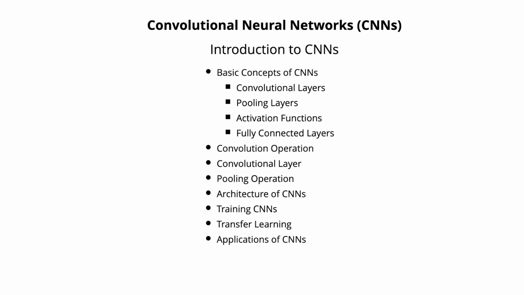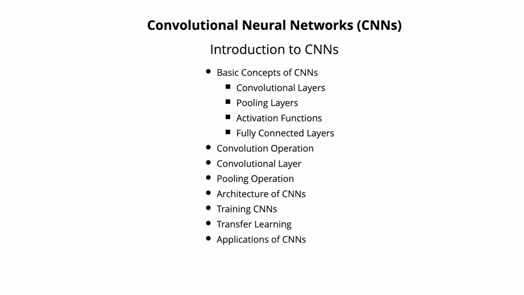Then the last one is fully connected layers. After several convolutional and pooling layers, fully connected layers are added to the network to perform classification or regression based on the learned features. The second topic is convolution operation. The convolution operation involves sliding a filter, also known as a kernel, over the input data and computing the element-wise multiplication between the filter and the corresponding input patch, followed by summation. This process extracts spatial features from the input.